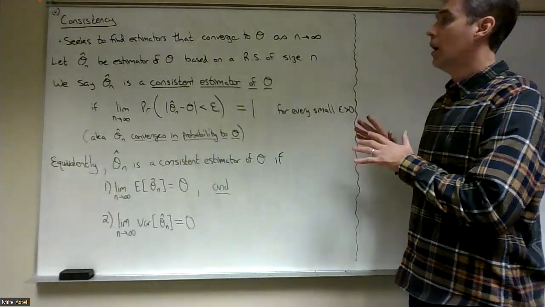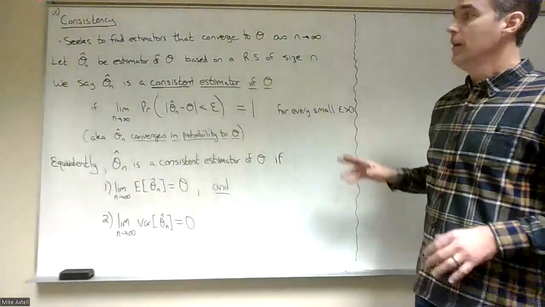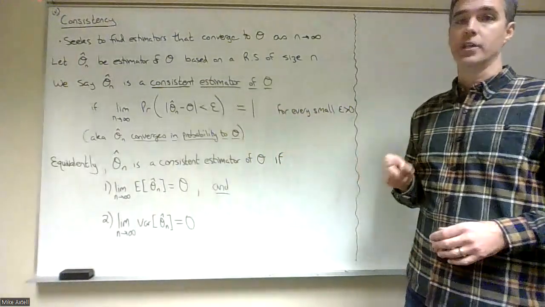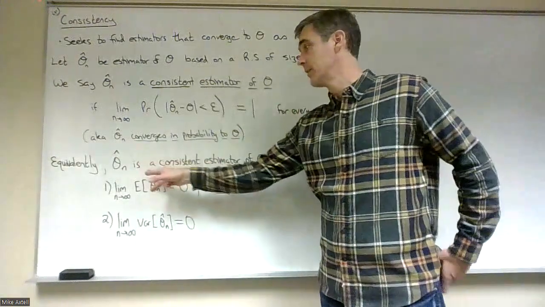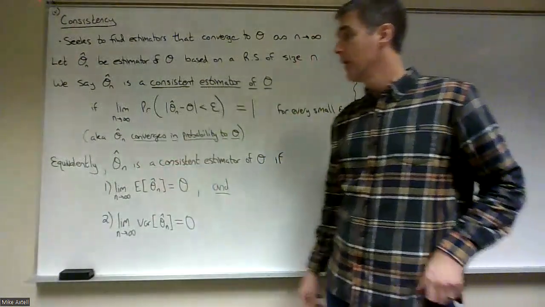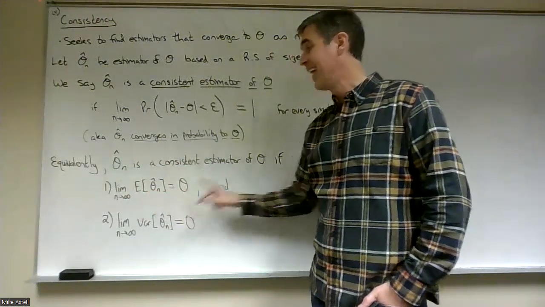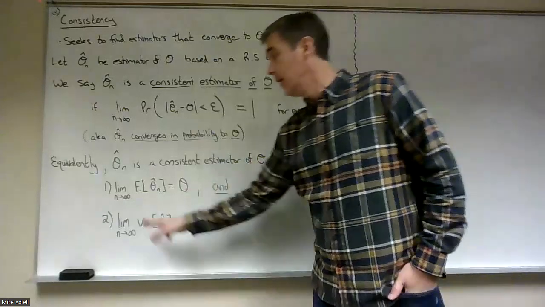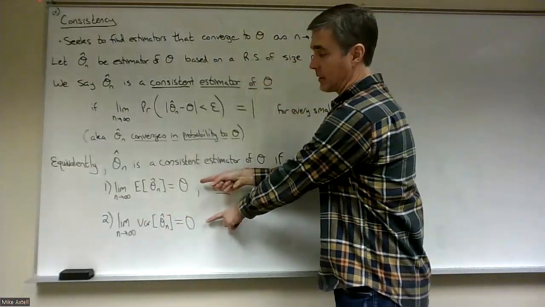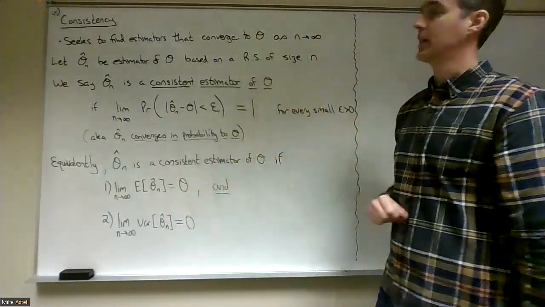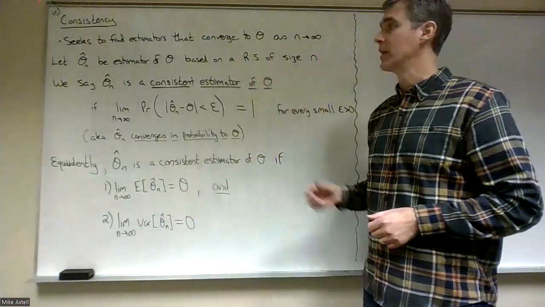All right, so we've got this notion of convergence in probability, and it's kind of a tough definition to work with. It's been proven that there are two conditions that are equivalent to being a consistent estimator. Theta hat sub n is a consistent estimator of theta if two things occur, and both of these have to occur: the limit as n approaches infinity of the expected value of theta hat sub n is equal to theta, and the limit as n approaches infinity of the variance of theta hat sub n is equal to 0. These are a bit easier to get a grasp on. If you can prove both of these things, then you've got a consistent estimator. And then you just say, as long as I have a big n, I'm going to use this estimator because I know it's consistent.